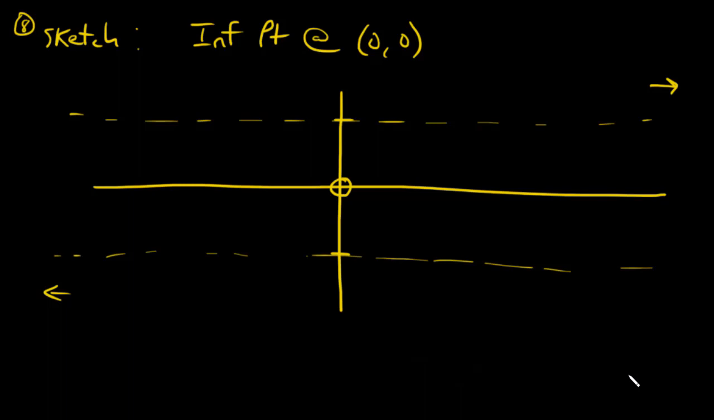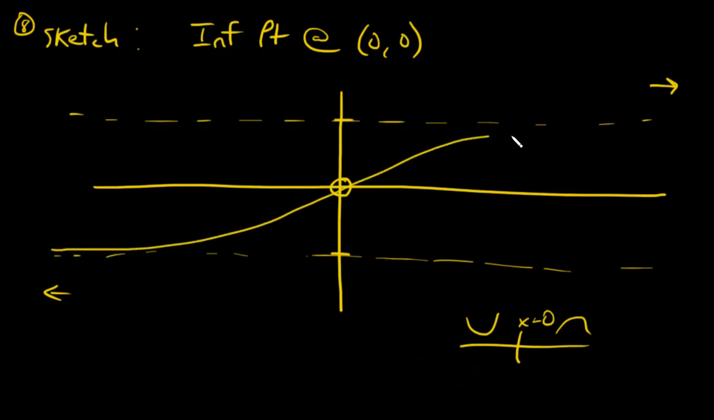My concavity, when I did my f double prime chart, said that I was concave up and concave down. That means this graph has to look like this. Concave up, concave down. And it turns out that is exactly what this looks like. So there you go. Hooray! We did it.